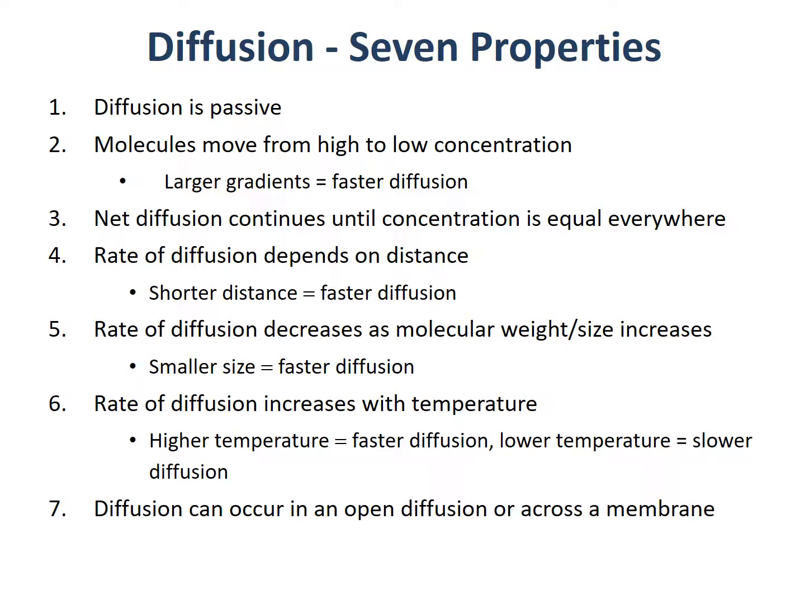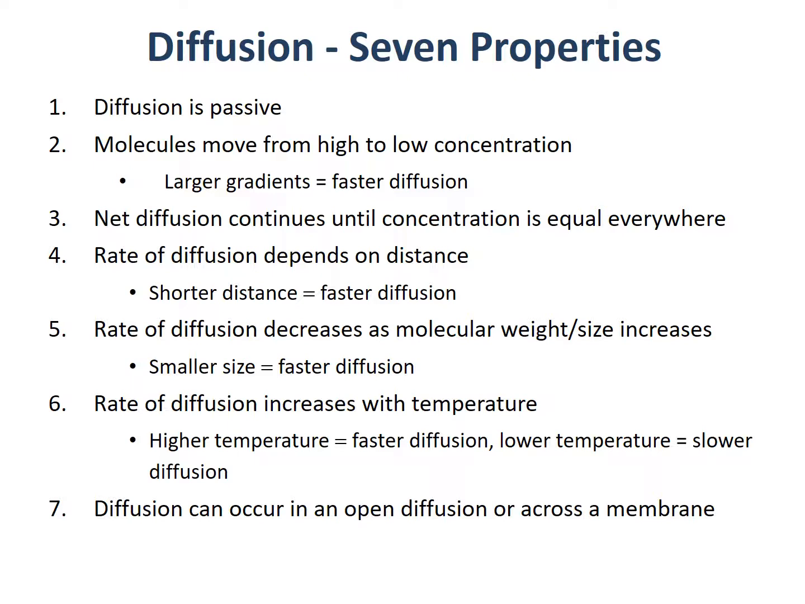6. Rate of diffusion increases with temperature. Higher temperature equals a faster rate of diffusion. At higher temperatures, molecules move or vibrate more violently. That means that they have more energy so they can move faster. Lower temperature solutions are going to have slower diffusion. A great example of this is if I take that skim milk and put it in hot coffee versus iced coffee. In the iced coffee, it will diffuse slower throughout the overall beverage, whereas in the hot coffee, it will diffuse faster.